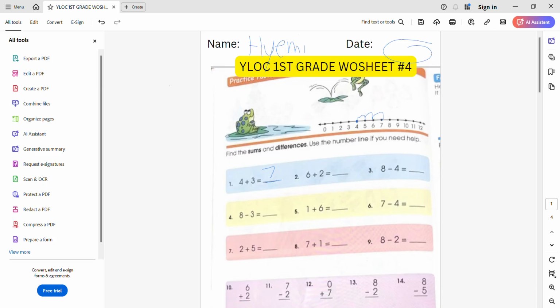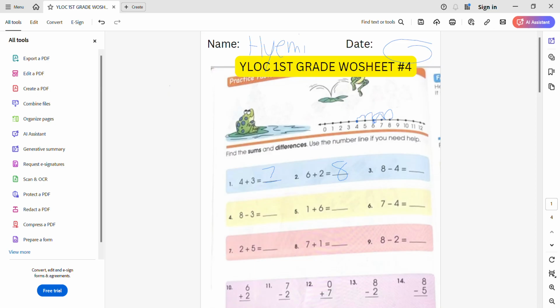Number 2, 6 plus 2. Again, this is another addition problem. So we start at 6. And then we add 2 from there. So we go 1, 2, which you end up with 8. So 8 is your sum.